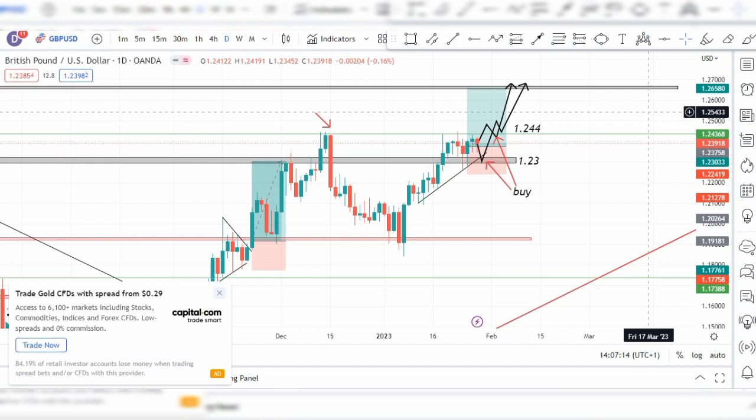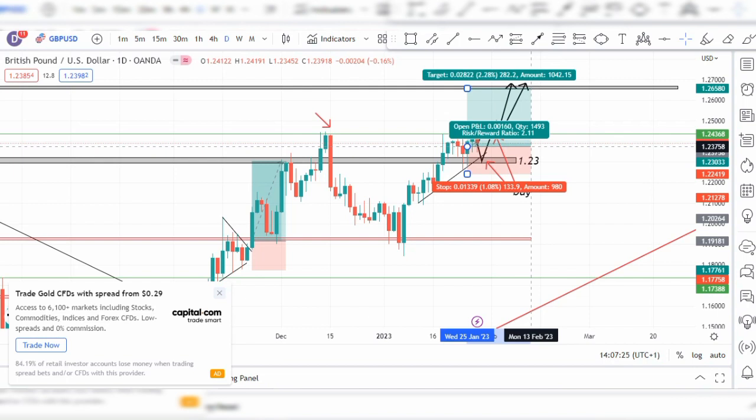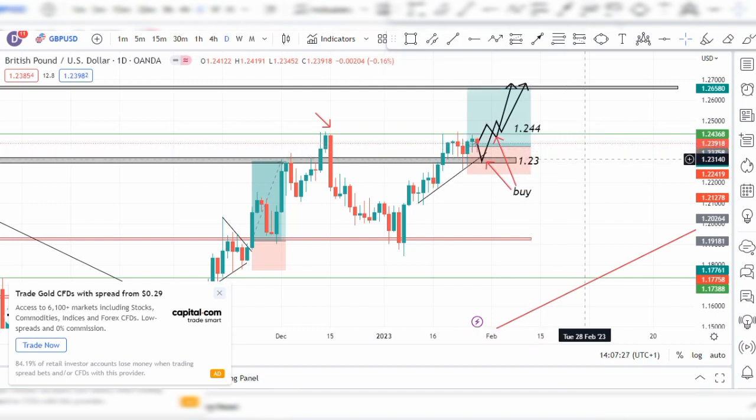I'm expecting more buy trades. I'm waiting for price to get down to one of these two key areas, and then I'll be looking to take my trade from there. I don't mind holding my trade for a while. I am a swing trader. I hold my trade for a week, sometimes 2 weeks, just to see how price plays out. So I hope you found that helpful.